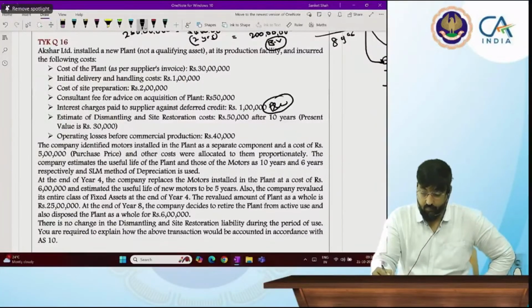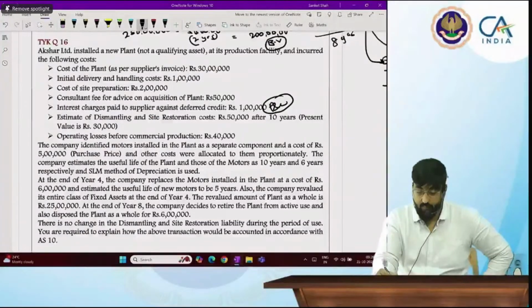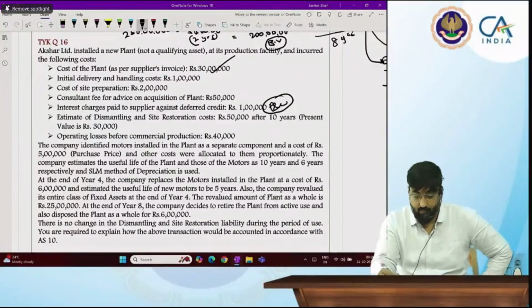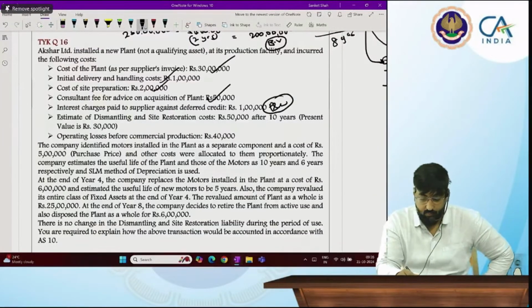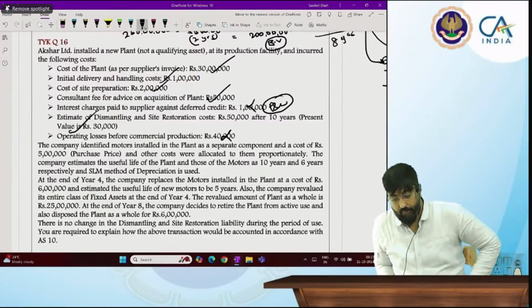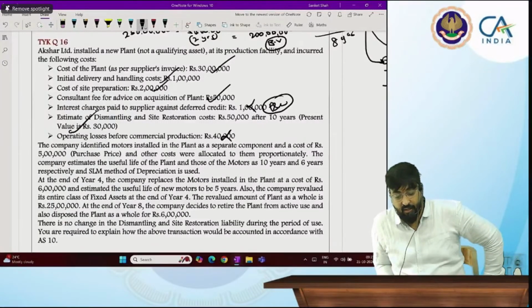The following cost of the plant as per the supplier's invoice is 30 lakhs, initial delivery and handling of 1 lakh, cost of site preparation 2 lakh, consultant's fee 50,000, interest charges not included. Then the present value of the estimated dismantling amount we will take, and operating losses we will not take. Include this.